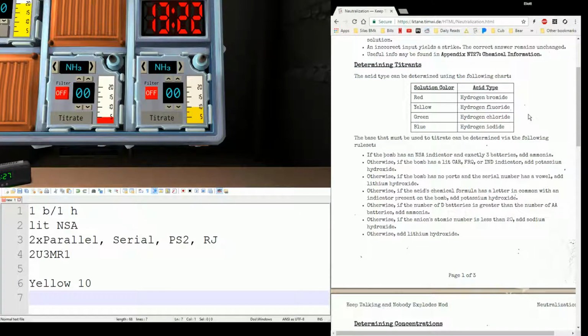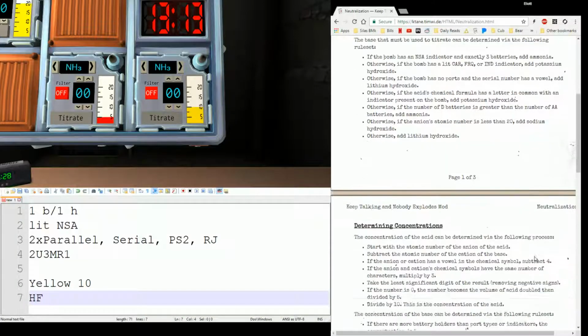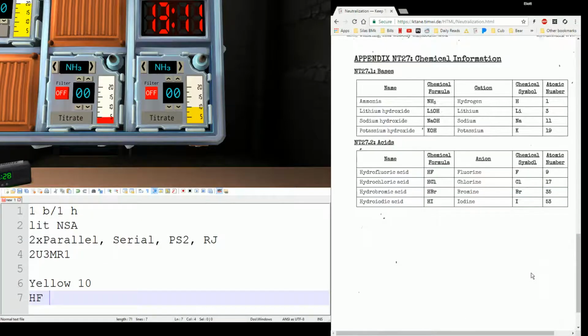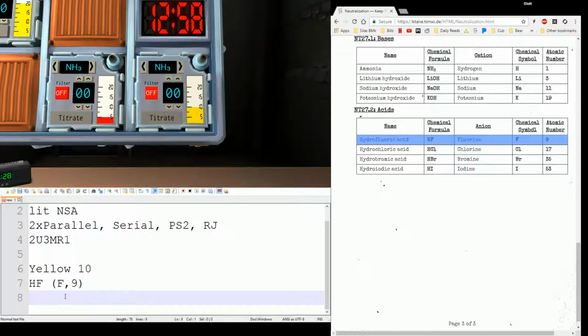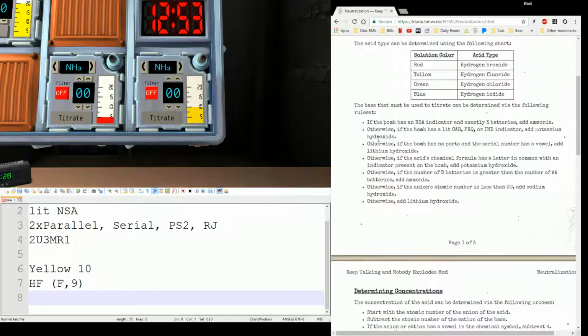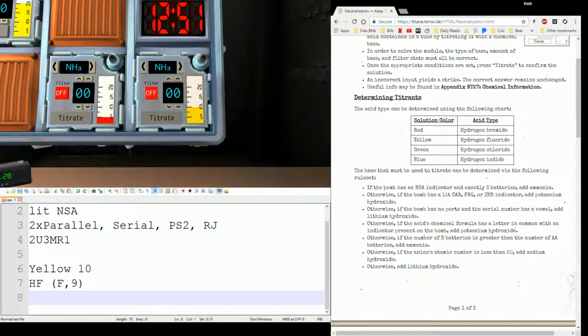The acid type is determined based on the chart. I mean, it's just what color is it. In this case, it's yellow, so we're using hydrogen fluoride. It's HF. Now, I'm going to actually hop down here to the bottom page. Here's HF, hydrofluoric acid. You'll notice it has a little section here for the anion, the chemical symbol, and the atomic number. I'm going to take special note of those because they're going to be relevant in my calculations. That gets me my acid type.